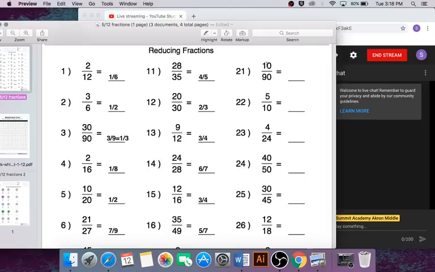Okay, for 21 we have 10 and 90. Again, they both end in a 0, so if we take those zeros off, we're left with 1 over 9. So we're going to simplify that to 1 over 9.